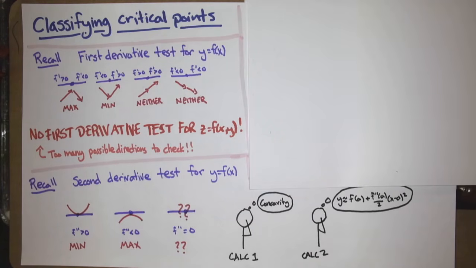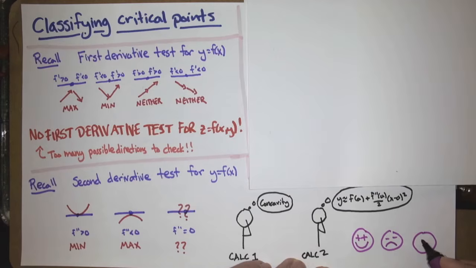The way I remember that is, if the second derivative is positive, our curve is bending like this, so we look like a minimum. If our second derivative is negative, our curve is bending like that, so we look like a maximum. And if our second derivative is 0, we don't know what's going on.